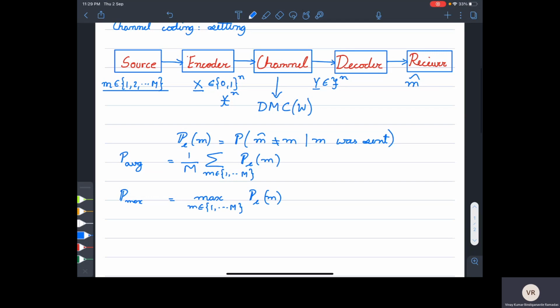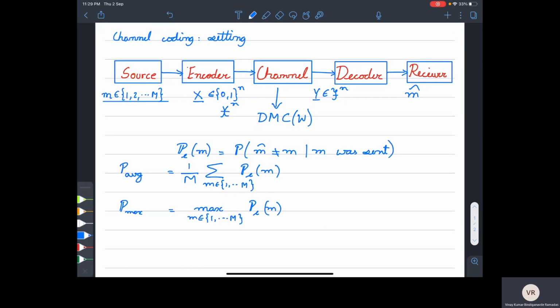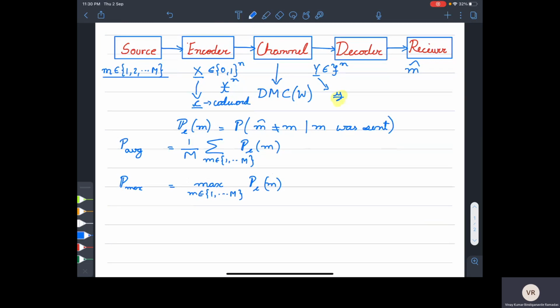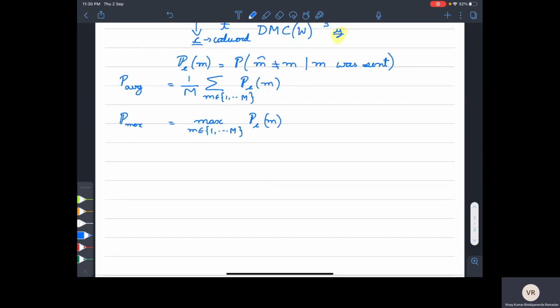So for the purpose of this lecture, I'll call these x vectors at the encoder, I'll denote them by C, which refers to a code word, and I'll denote this by small y vector. So whenever I underline a particular variable, it means that it is a vector, right?